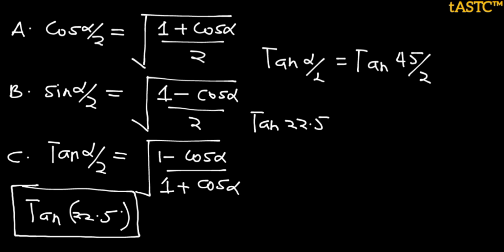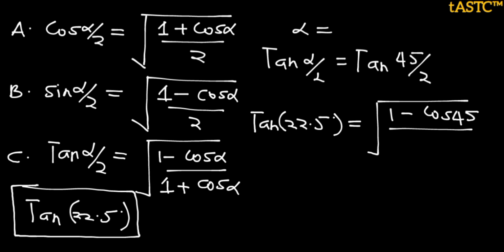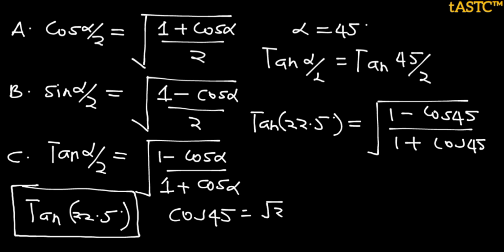So tan 22.5 degrees will be equal to the square root of 1 minus cos 45 divided by 1 plus cos 45, because we know alpha is obviously going to be equal to 45 degrees. Now what is cos 45? Cos 45 is equal to root 2 divided by 2. So I actually need to use this within that. So I'm going to wipe these out.